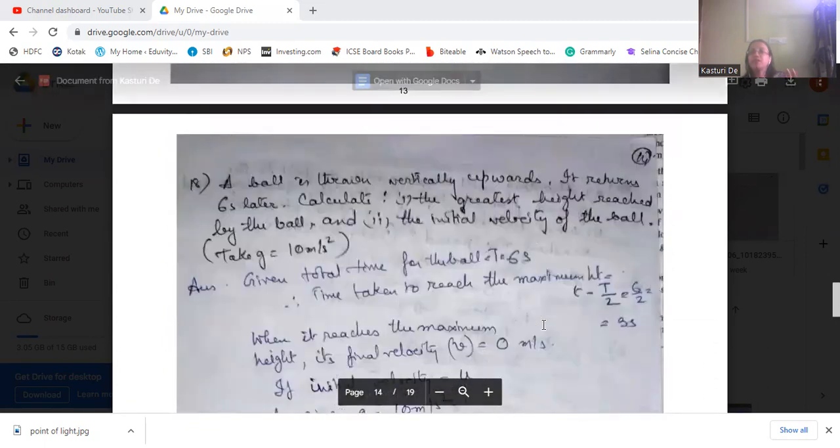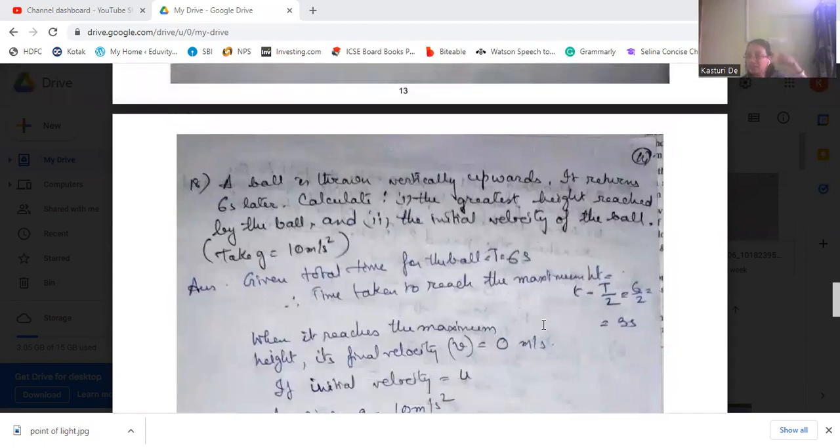Next, a ball is thrown vertically upwards and returns after 6 seconds. Calculate the greatest height reached by the ball and the initial velocity of the ball, taking g is equal to 10 meters per second square. So the total time is 6 seconds, going up and coming down.